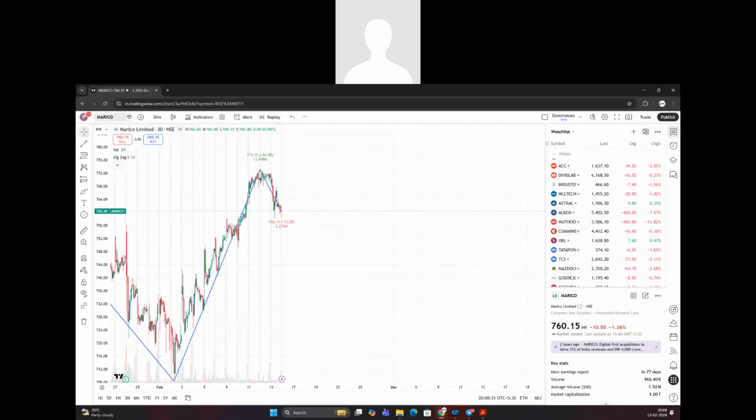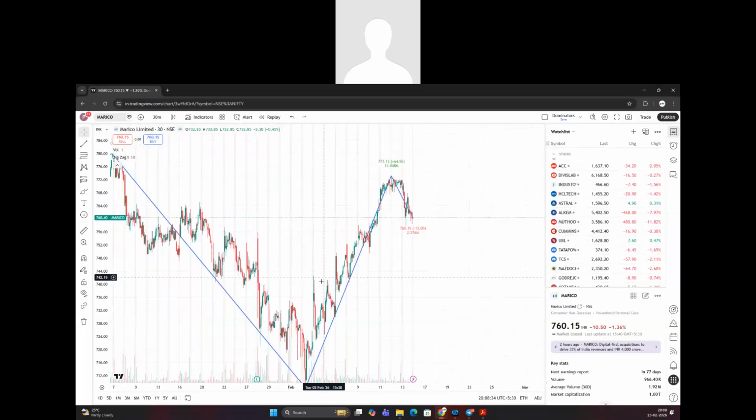This is actually a paid version. So I think you need to buy a paid version for this zigzag indicator. So see.